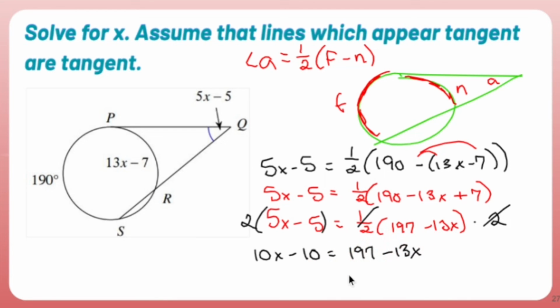Okay? Now I can add 13x to both sides, which is what I'm going to do. That gets me 23x.